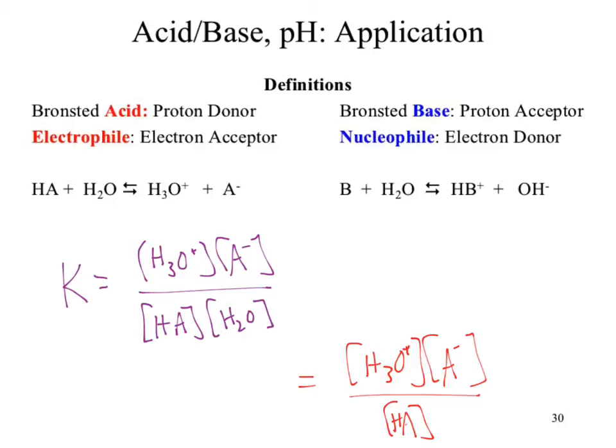We'd end up with this new expression. Can I say it's K, though? Why not? I multiplied it by the water. So I can't call it just K. What should I call it? Ka, because it came from the acid.